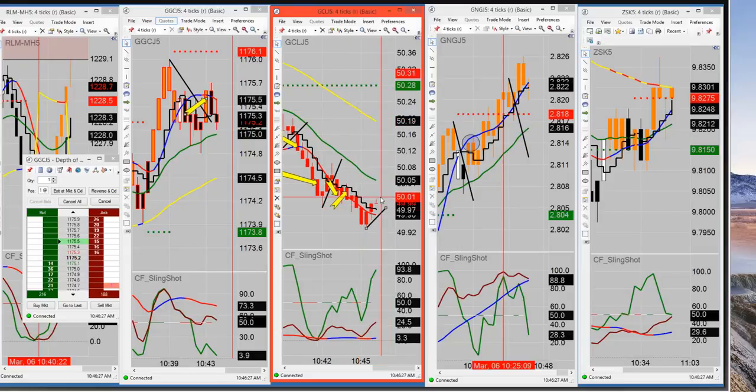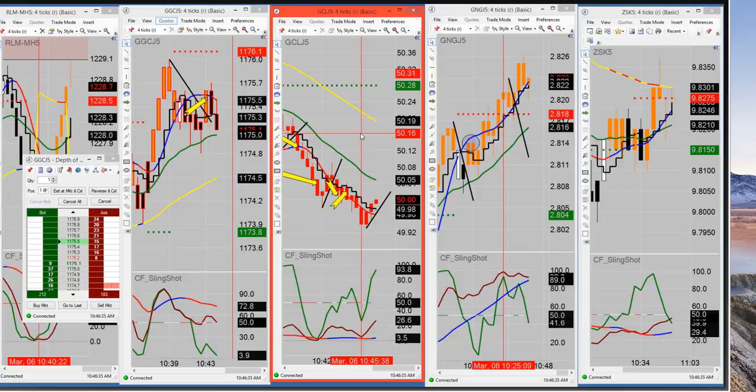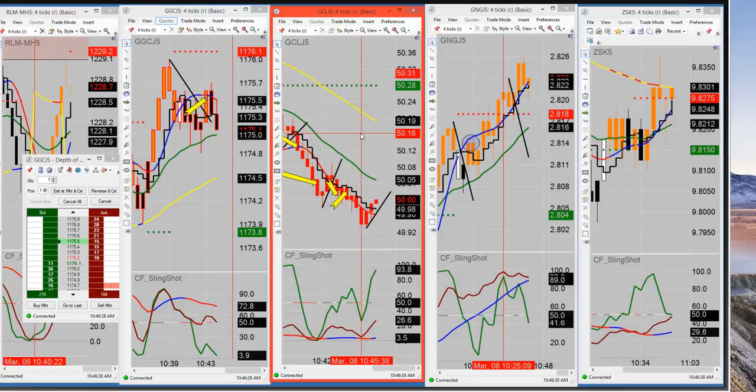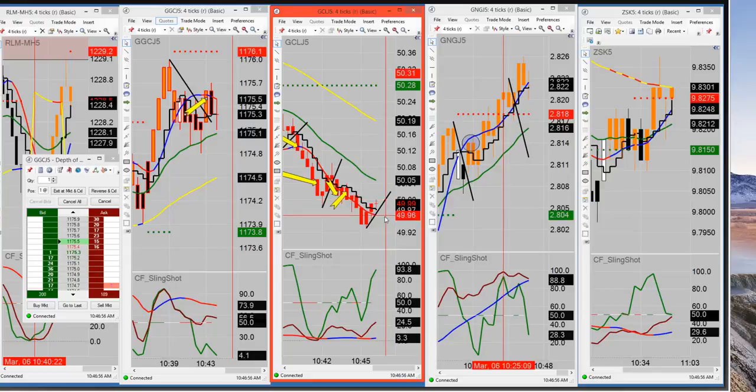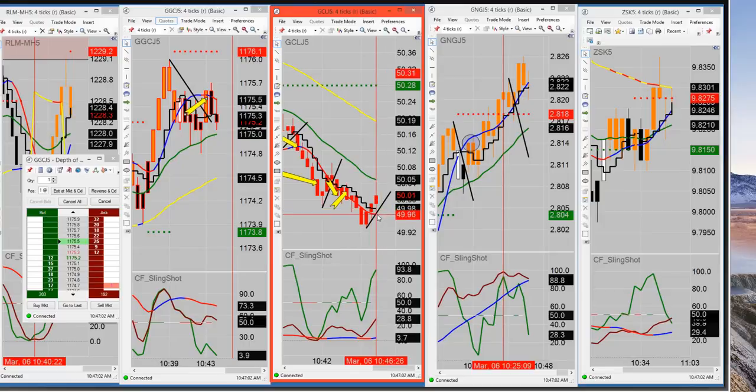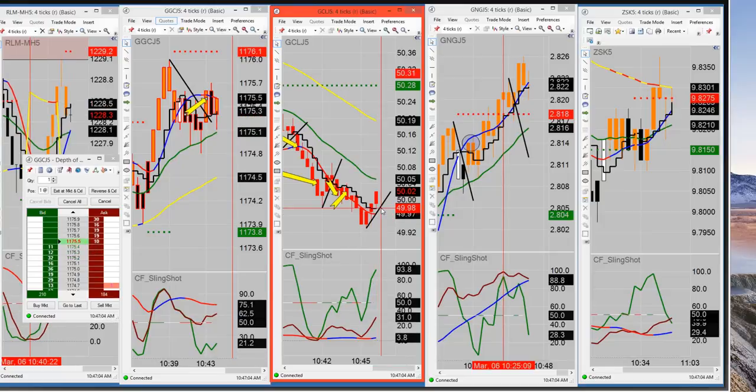Okay, let me adjust that trend line just a little bit. All right, now on the crude, we got a high of 50.02. We're going to have a low of 49.96. I'm sorry, 98. That's not going to be low enough.